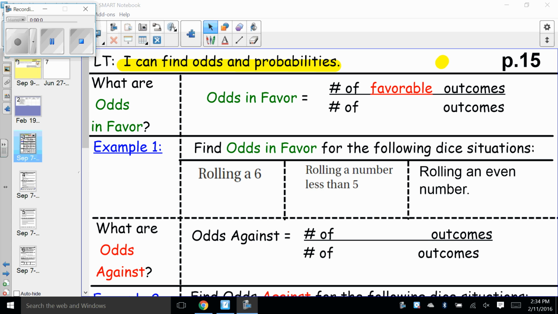Hey, seventh grade. So our learning target today is I can find odds and probabilities. We're going to start by talking about the odds in favor. What does it mean for odds in favor? Well, we're really talking about the number of favorable outcomes.